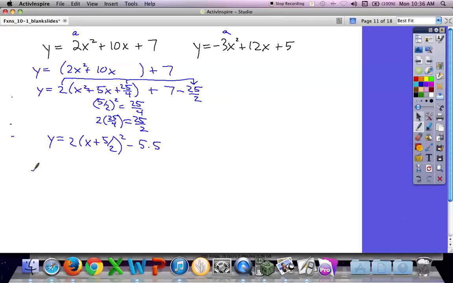Right, same thing on this one. I need to factor out, what do I need to factor out from which terms? Not just 3, negative 3, right? Whatever is the coefficient of the squared term, factor it out. Y equals negative 3 times x squared minus 4x. Right? I didn't factor the x's out, just the negative 3.